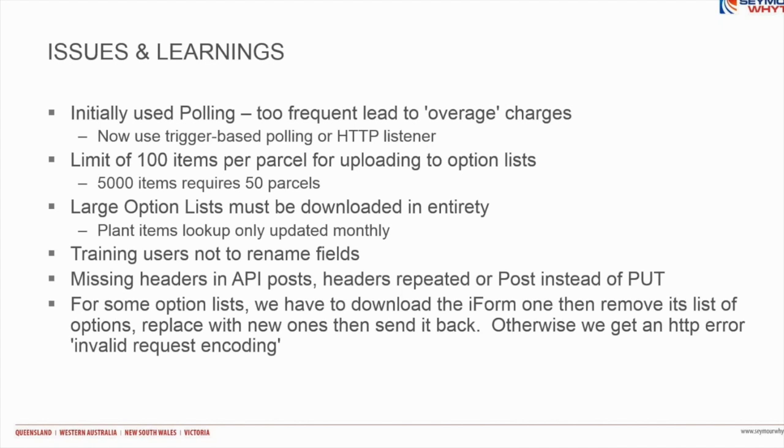We had quite a bit of contact with the help desk to start with, because we would quite often have a header twice, or a header missing, or the wrong post instead of put, things like that, and text encoding. So what we still have to do with one of our option lists is download the existing one, replace its data, and send it back. We still haven't figured out why that happens.